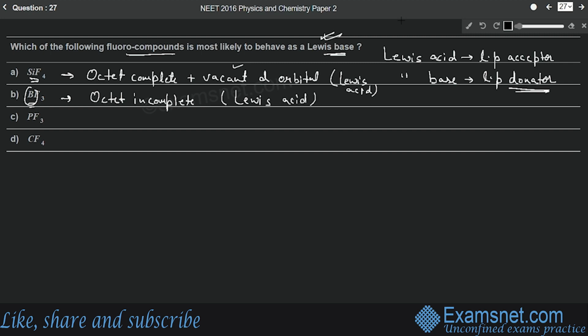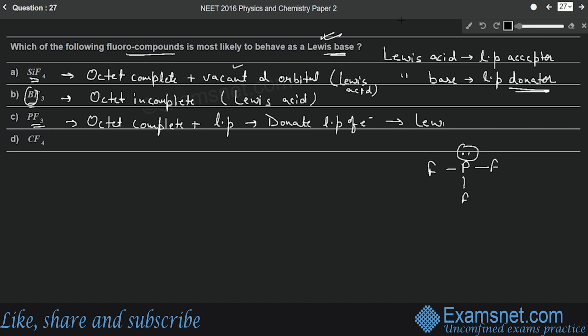Third one is PF3. Now PF3, here the octet is complete, plus there is a lone pair of electrons also. So if we look at the structure, we have phosphorus. Here we have 3 fluorines and 1 lone pair of electrons on the phosphorus. That means it has an extra lone pair, so it will act as the lone pair donor. Okay, so it will donate the lone pair of electrons. That means it will behave as the Lewis base.